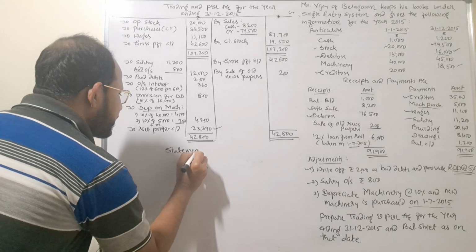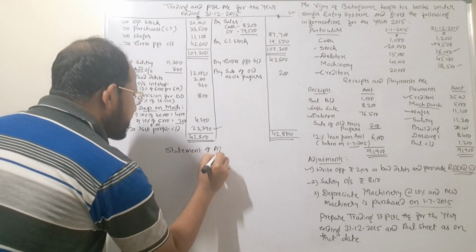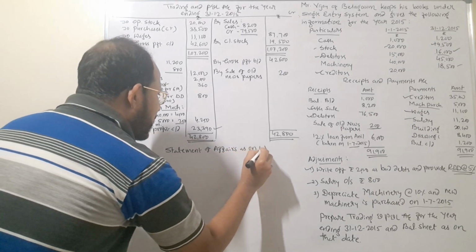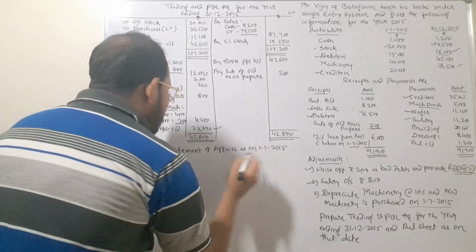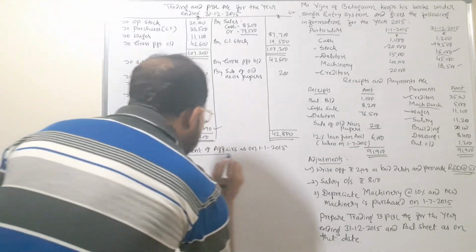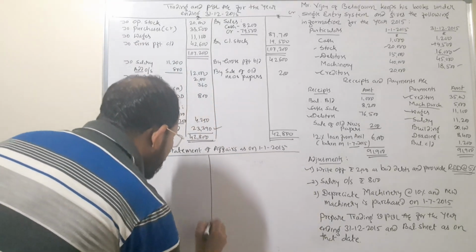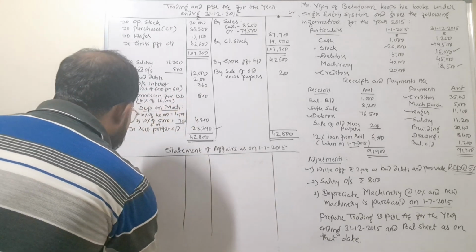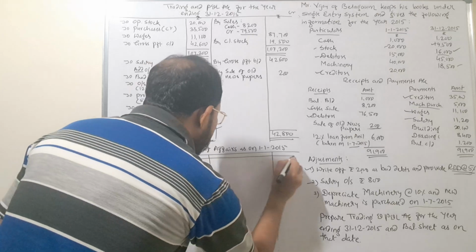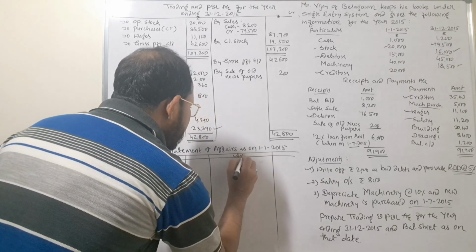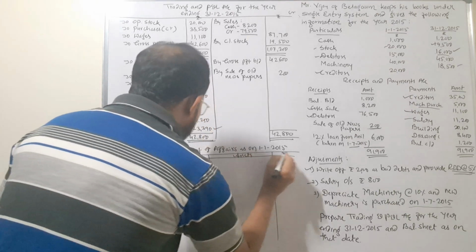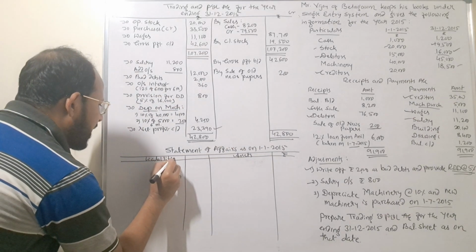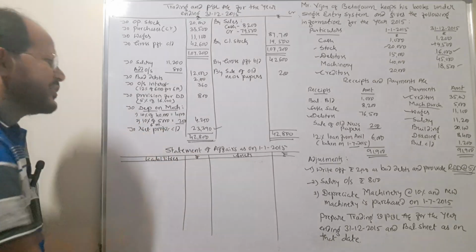Here opening capital is calculated. Statement of affairs as on 1/1/2015. By taking the opening values of assets and liabilities, we have to prepare this statement. Here on the left hand side we write the liabilities and on the right hand side we write all the assets. That is why here we have to take up only opening values of assets and liabilities in this statement.